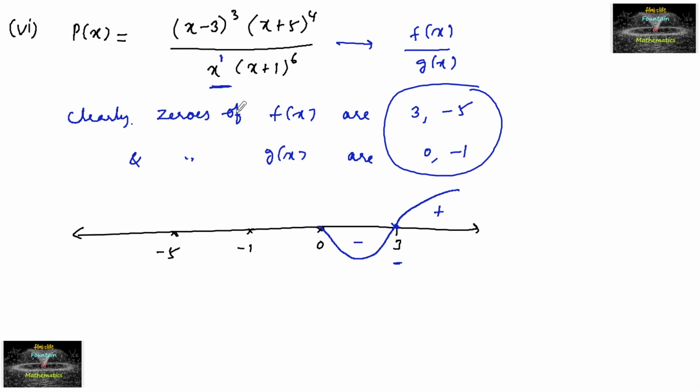The power is again 1, so it changes from negative to positive. And again, for x plus 1 the power is even, so it remains on the same side, that is positive to positive only. And again at x equal to negative 5 the power is even, so it remains on the same side. So this is how the curve will be drawn according to the rules. Okay, and now we can give the answers.